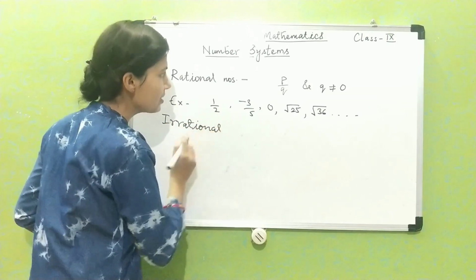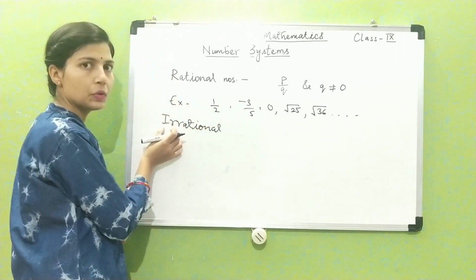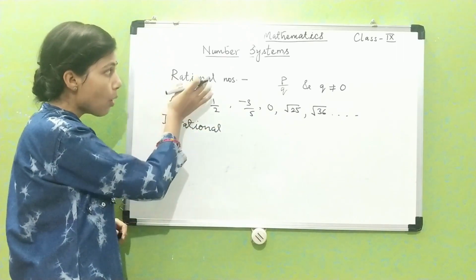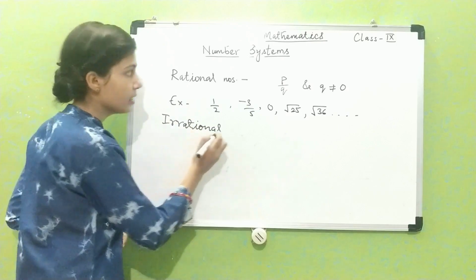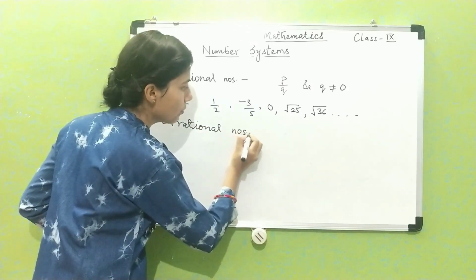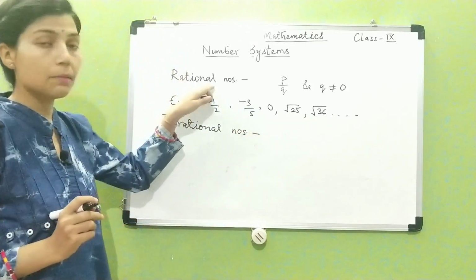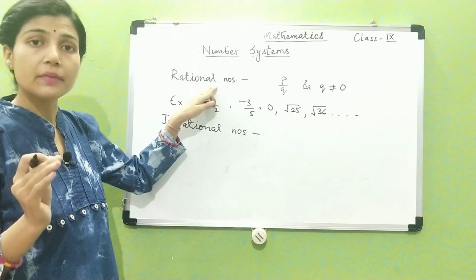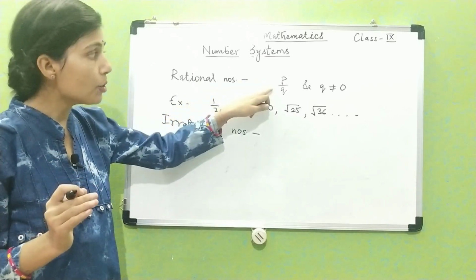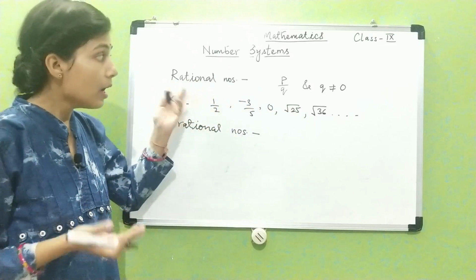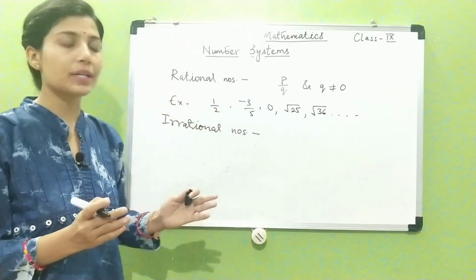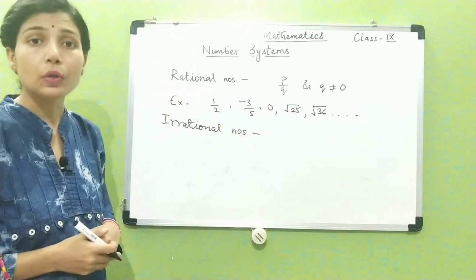Irrational number means opposite. The word "ir" is used for opposite. So the opposite of rational is irrational numbers. From the definition of a rational number, a number which can be expressed in the form of p upon q, the opposite of it is a number which cannot be expressed in the form of p upon q.